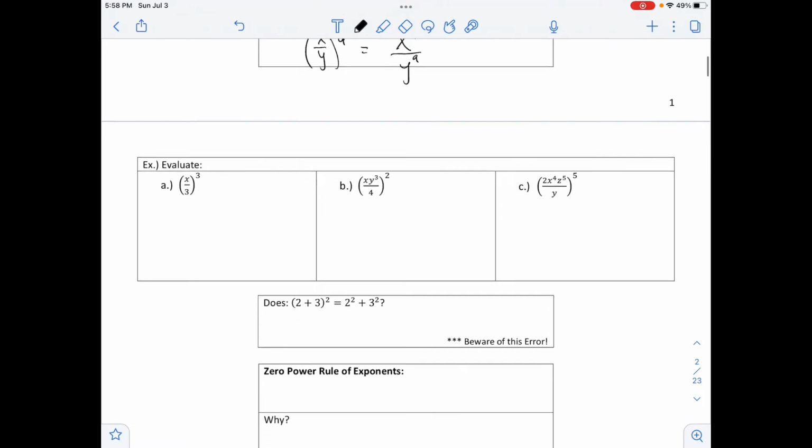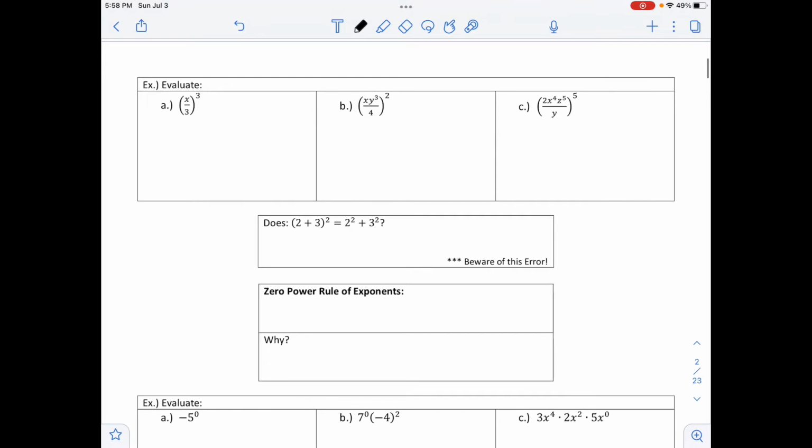And so on the next page, we have some examples. The first one is x over 3 to the third, or x to the third over 3 to the third, which is 27. B is x y to the third over 4 raised to the second power. So we're going to have x to the second, y to the sixth over 4 squared, which is 16.